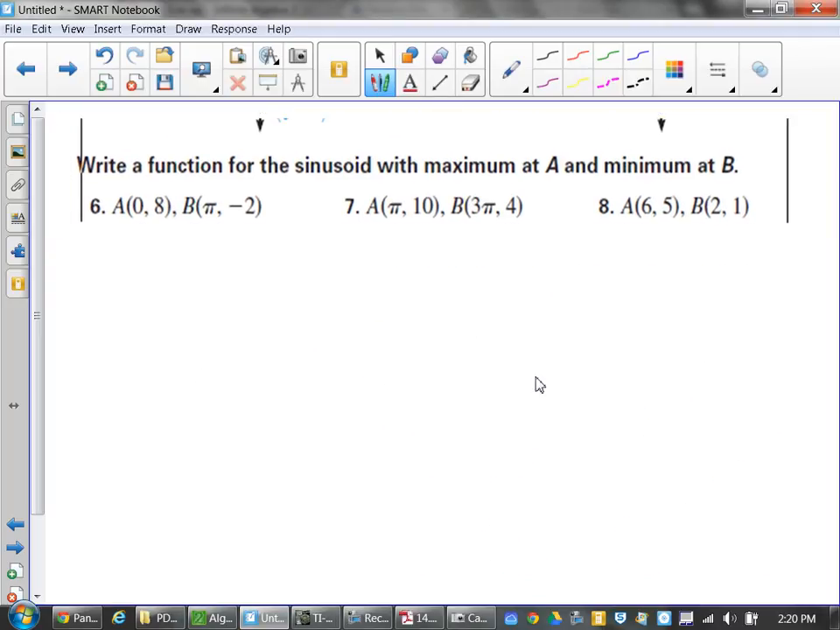It was something like this, where you're given the 2 ordered pairs and then write out the sinusoid with the max at A and minimum at B. So when you go through this, you plot it out, 0 and 8, and then pi and -2. So it went from here to here. At 0, if it's its maximum, what function is it? Cosine. So you know that this has to be a cosine function.